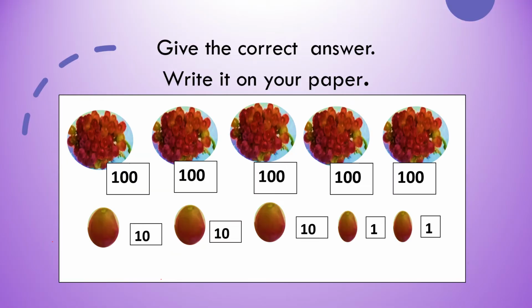A bunch of grapes represents 100. A big grain of grape represents 10, and a small grain of grape represents 1. Can you give the correct answer? Write it on your paper. Let's check if your answer is correct. Let's count.